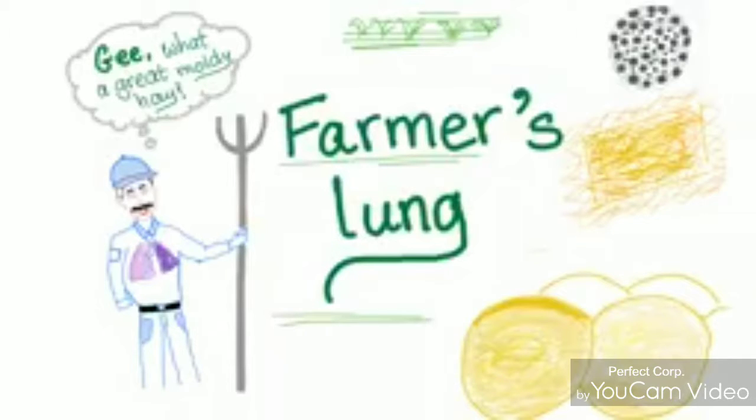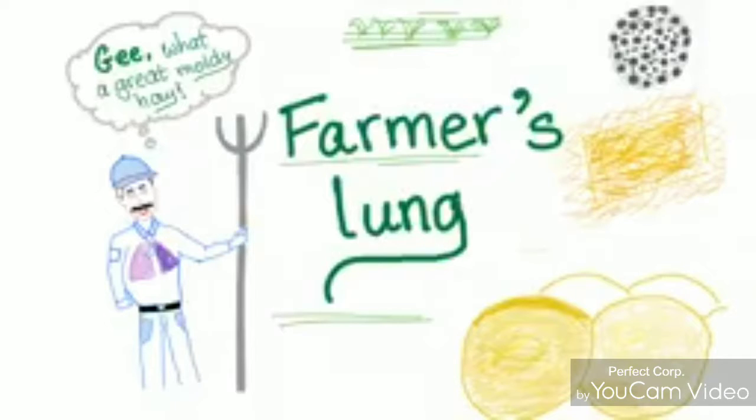Like a needle in a haystack. This is hay. This farmer here is saying, "Yeah, what a great moldy hay! What a great moldy hay!" He is carrying a fork with three spikes because, as we all know, this disease is a type 3 hypersensitivity reaction.